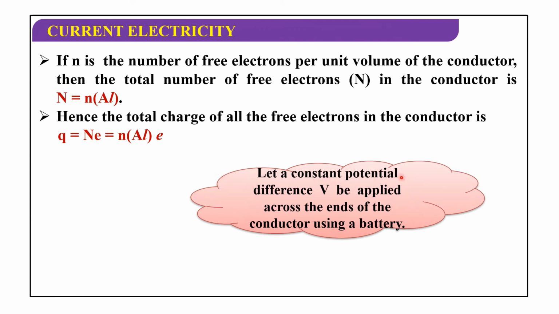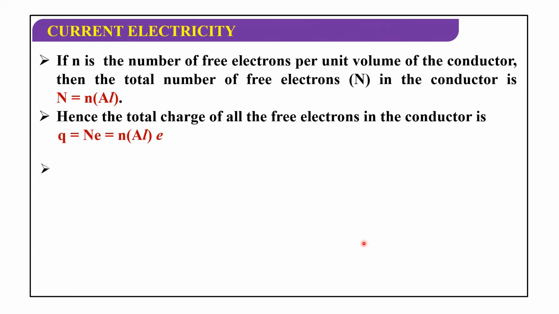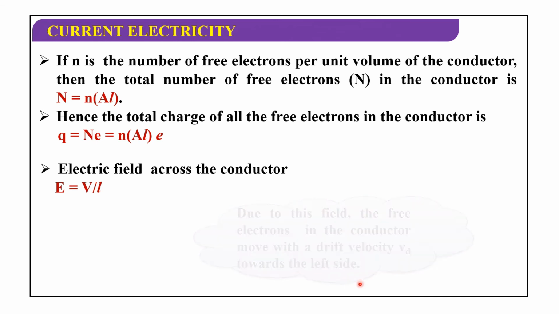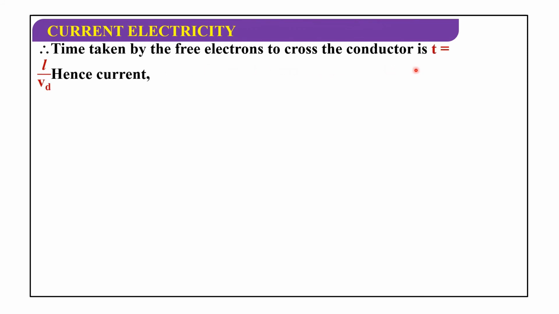Let a constant potential difference V be applied across the ends of the conductor using a battery. So, the electric field across the conductor E is equal to V by L. Due to this field, the free electrons in the conductor move with the drift velocity Vd towards the left side. Therefore, the time taken by the free electrons to cross the conductor t is equal to L by Vd.